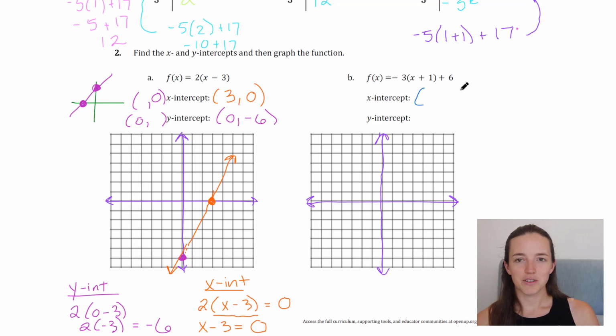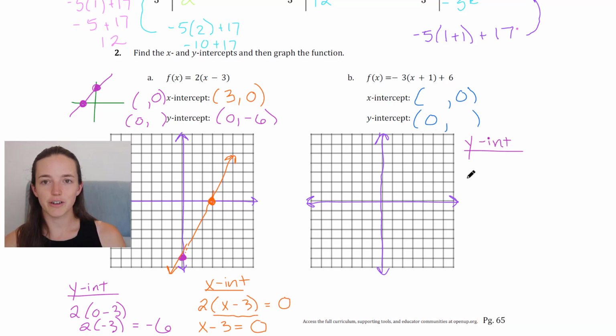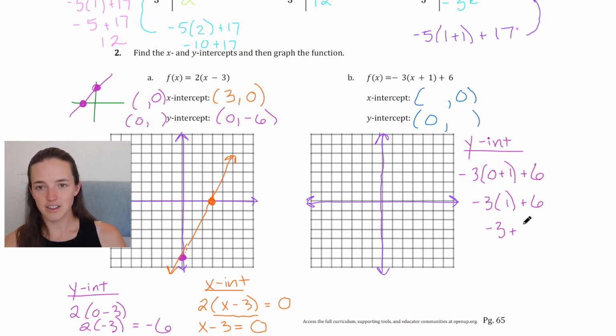Okay, let's practice that again because that was a lot. X-intercept is where y is 0. Y-intercept is where x is 0. So I'll get the parentheses started here. We'll do the y first because I think that's easier. Y-intercept is where x is 0, so I'm just plugging in a 0 for x. That's negative 3 times 1, which is negative 3. Negative 3 plus 6 is 3. So 0, 1, 2, 3. All right, x-intercept.